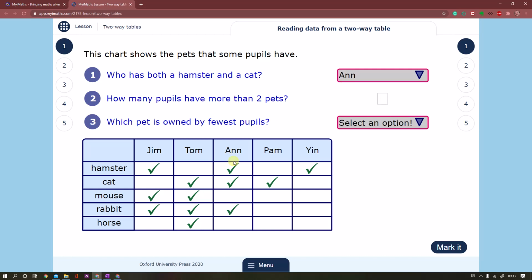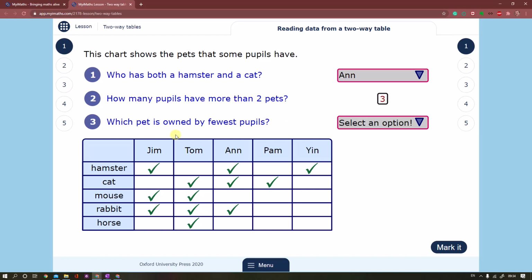How many pupils have more than two pets? Well, here's Jim, he's got 3. Tom's got 4. Anne's got 3. Pam's got 1. Yin's got 1. So these 3 people have more than 2 pets.